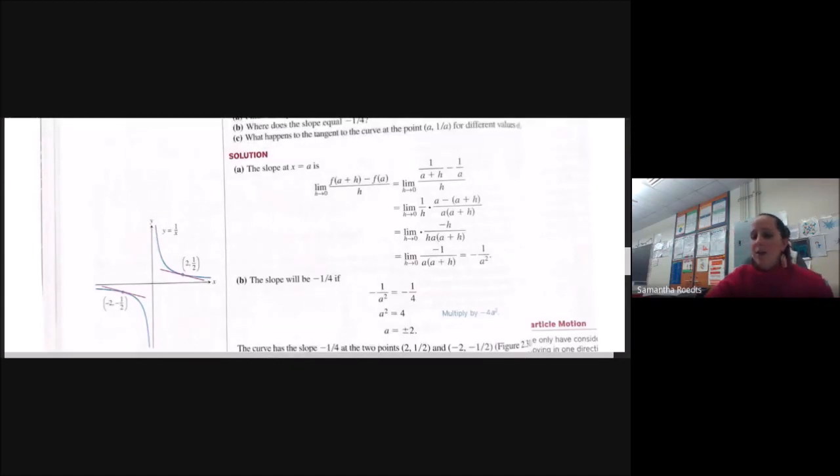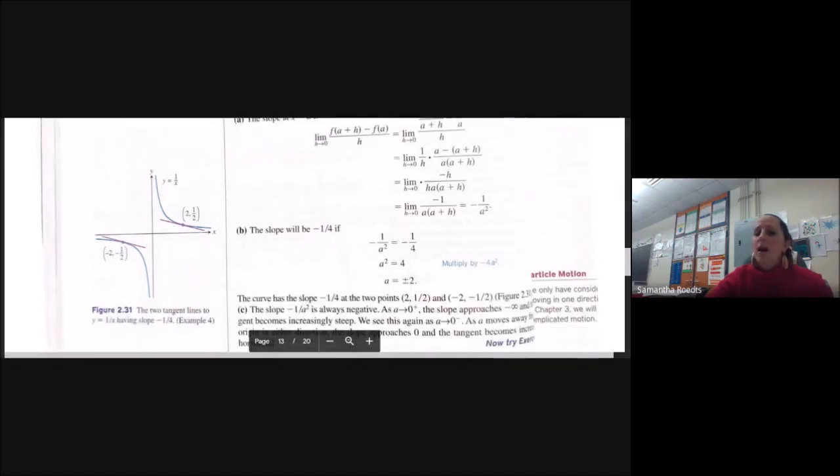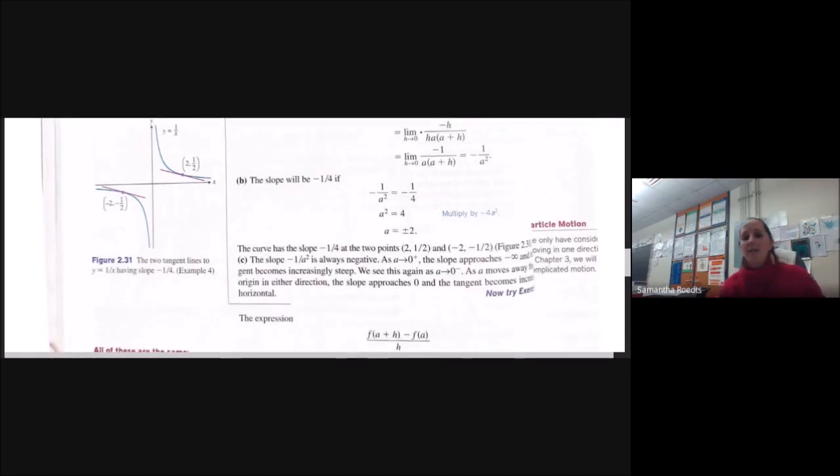So I set the slope I just found, negative 1 over a squared, equal to negative 1/4. I solve for a and I get plus or minus 2. So the curve has the slope negative 1/4 at the 2 points, 2, 1/2, and negative 2, negative 1/2.